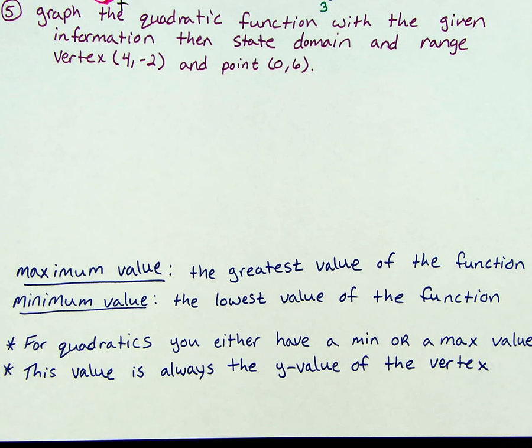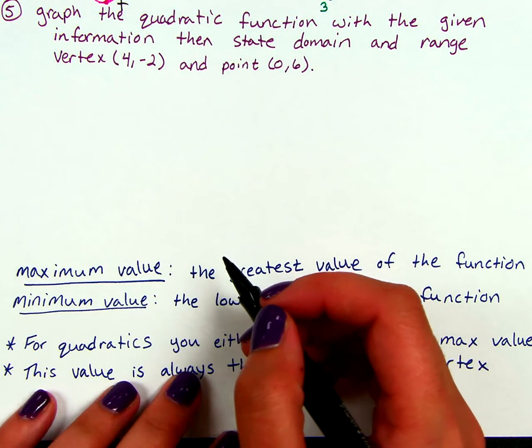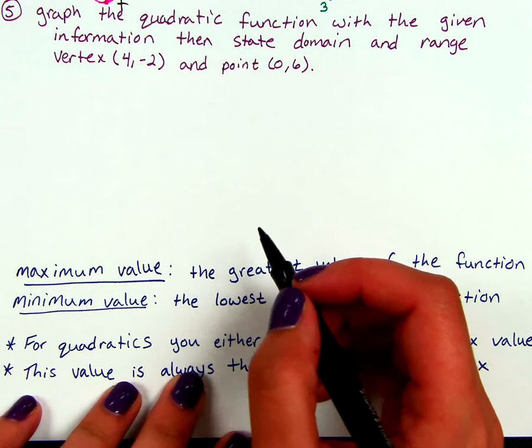All right, so our next problem is asking us to graph the quadratic function with the given information, then state domain and range, and our information is the vertex is (4, -2), and we have the point (0, 6). So I'm just going to start by graphing the information that it's giving me. And you're going to want to do this on regular graph paper.